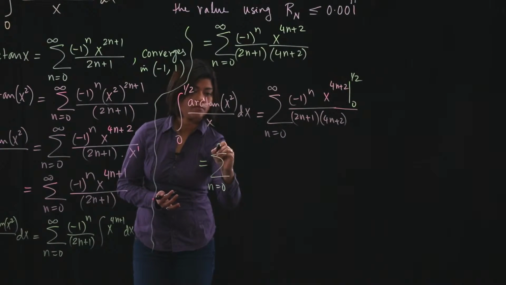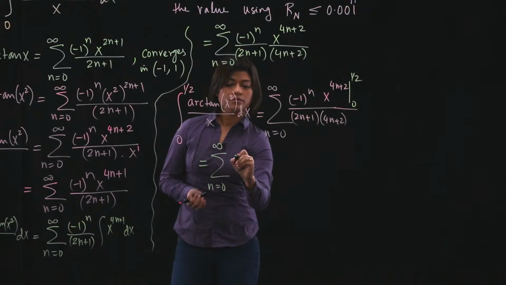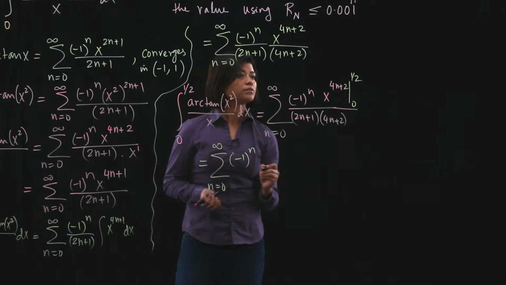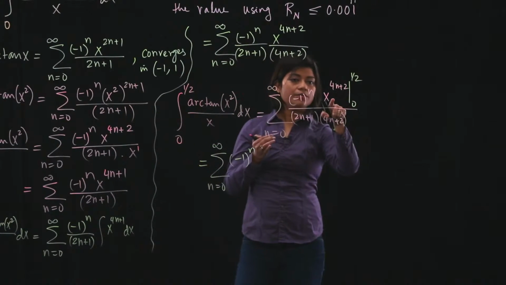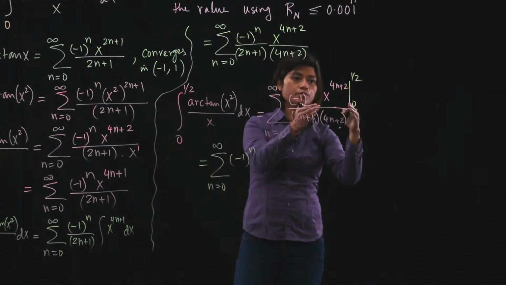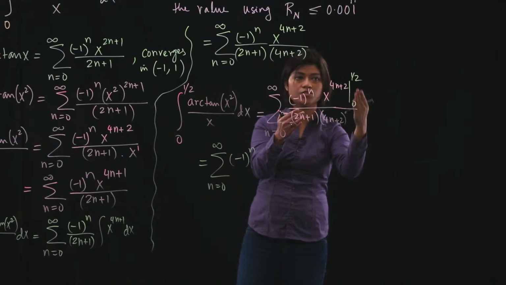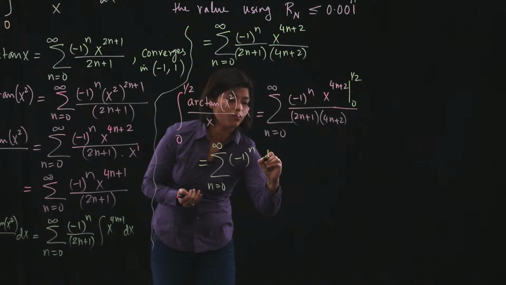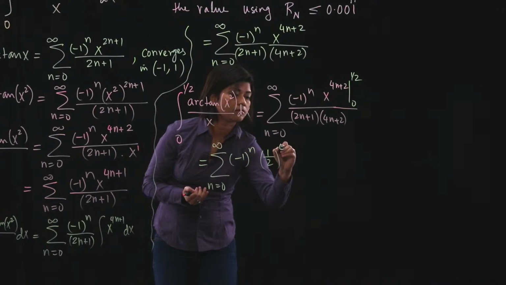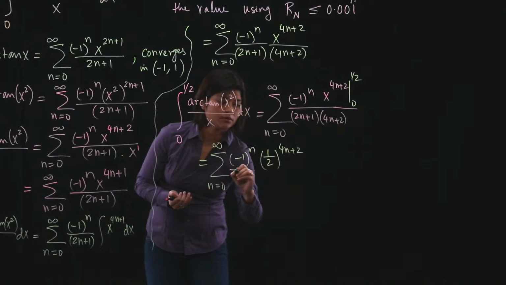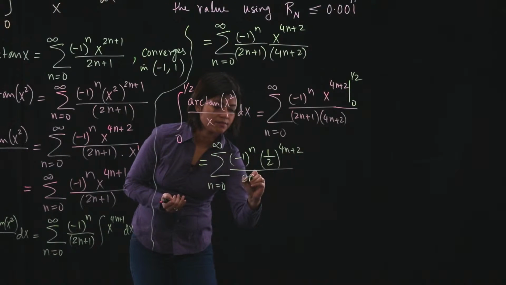Okay, let's see what we get. When you plug in 1/2, you have 1/2 to the power 4n plus 2. Minus, when you plug in 0, you will just have 0. So you can ignore the 0, and we can just plug in 1/2, and keep everything else as it is.